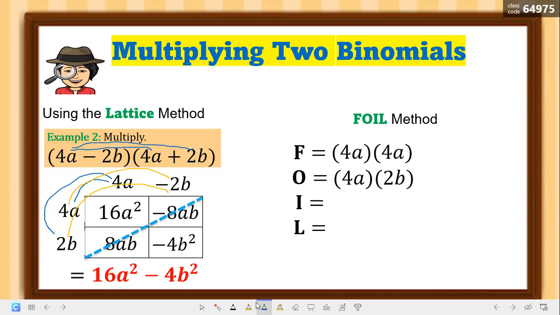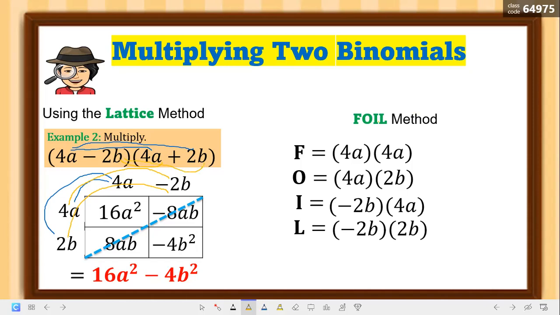And we have this. What is the inner terms? Negative 2b and 4a. Yes, so we have this negative 2b times 4a. And what is the last term? Negative 2b. Very good. Negative 2b tsaka positive 2b.